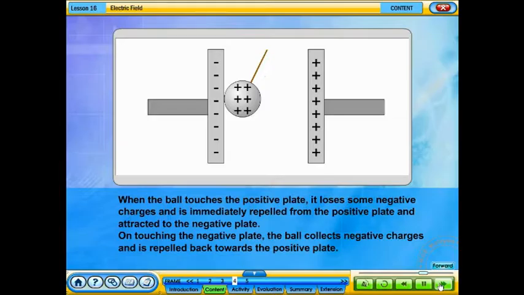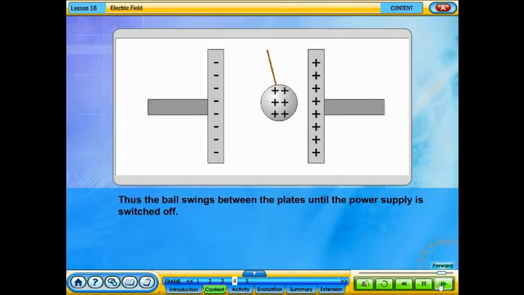On touching the negative plate, the ball collects negative charges and is repelled back towards the positive plate. Thus, the ball swings between the plates until the power supply is switched off.